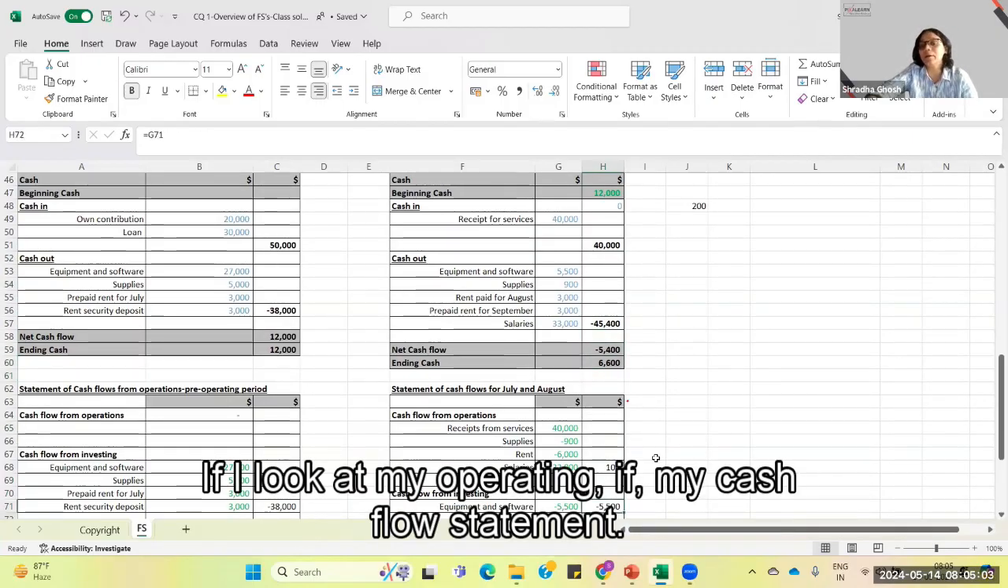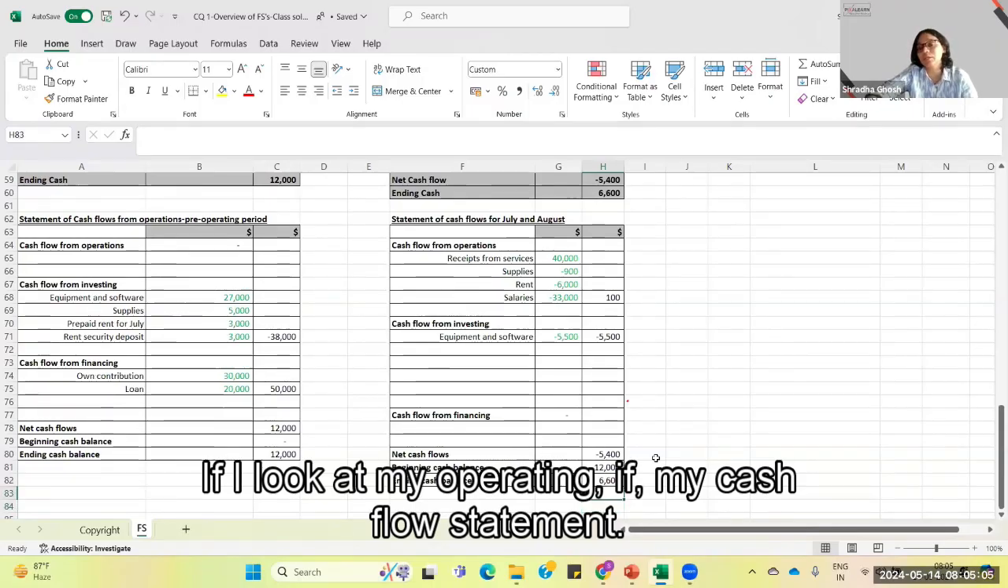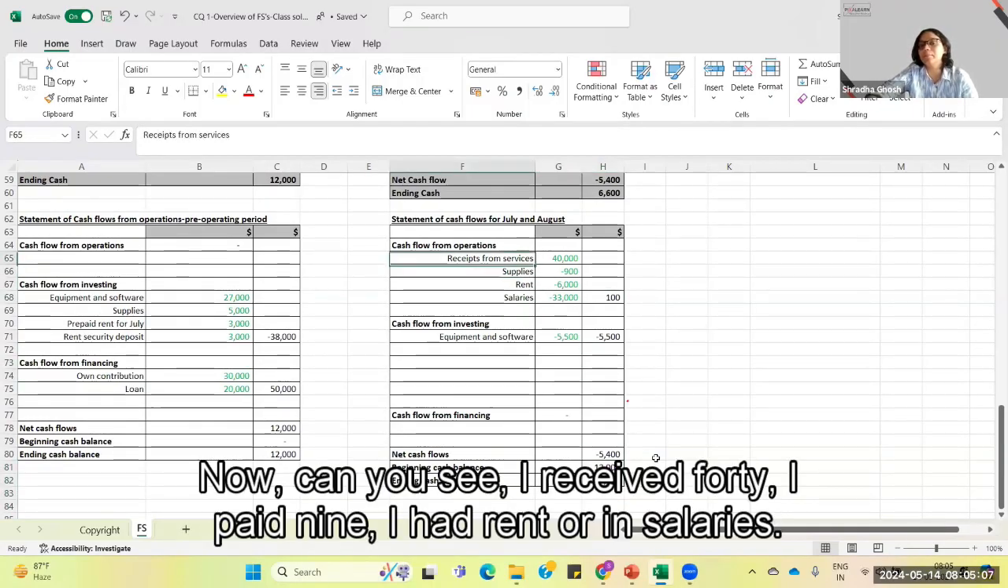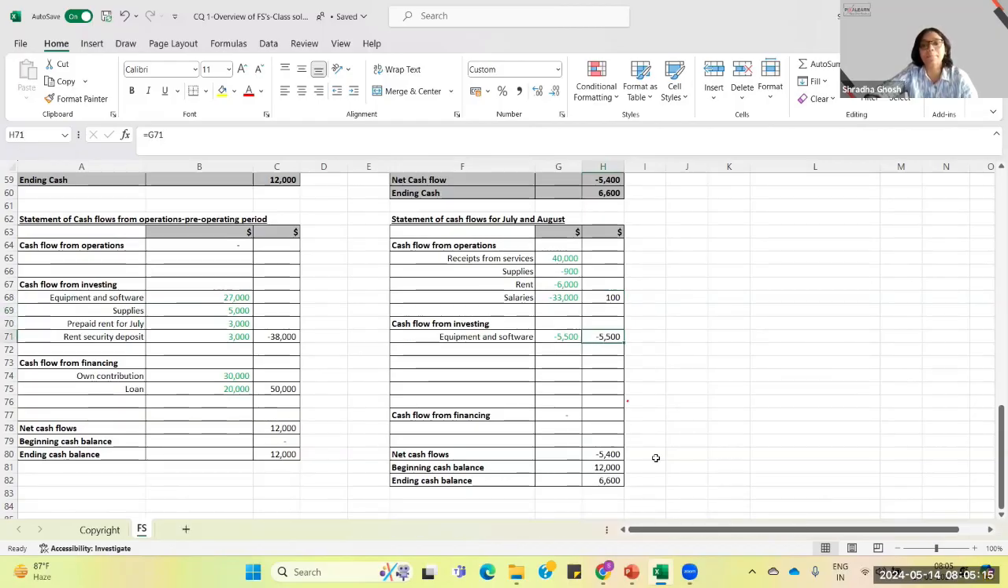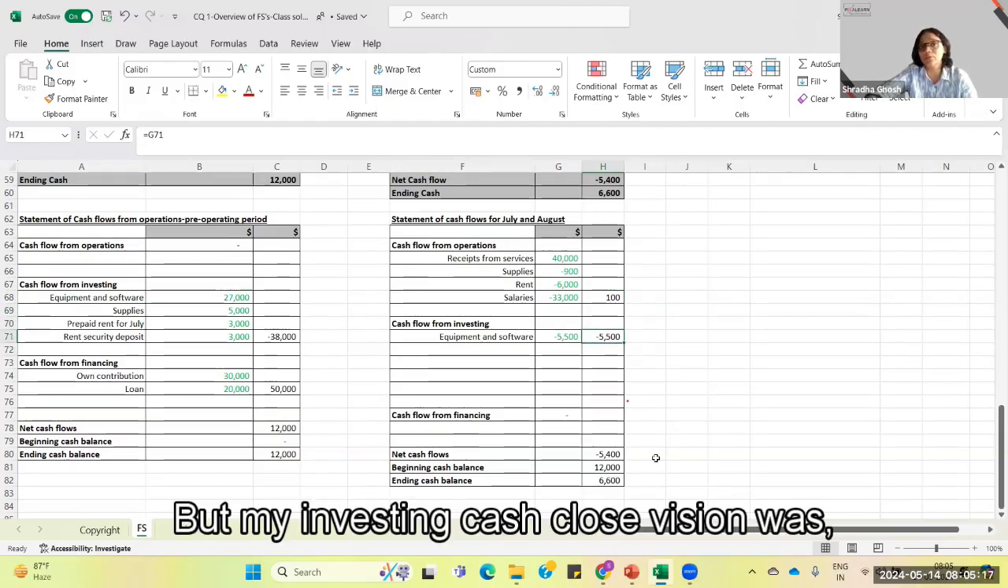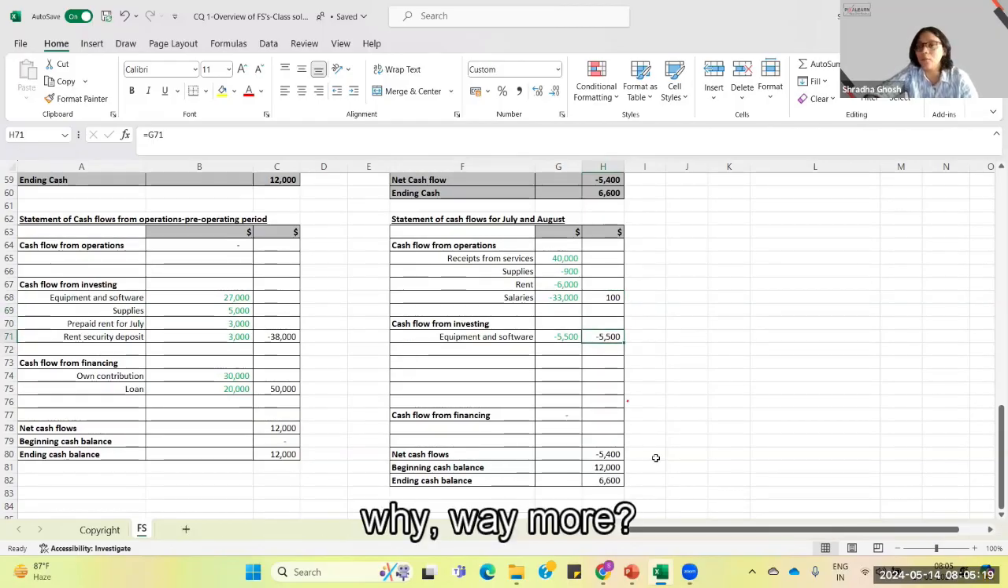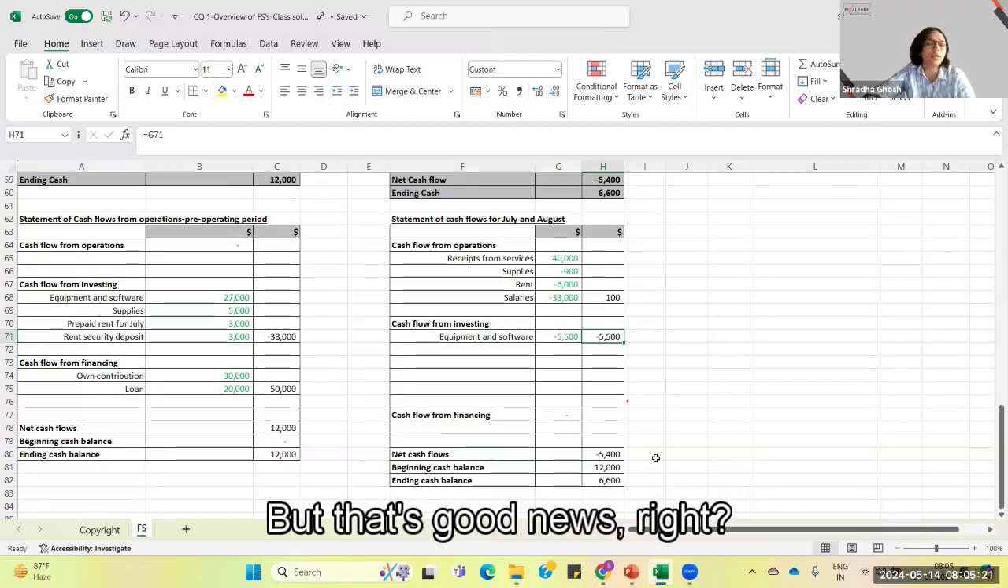If I look at my cash flow statement now, can you see? I received 40, I paid 9, I had rental and salaries. So my operating cash flows were less, but my investing cash flows was way more. But that's good news, right, guys?